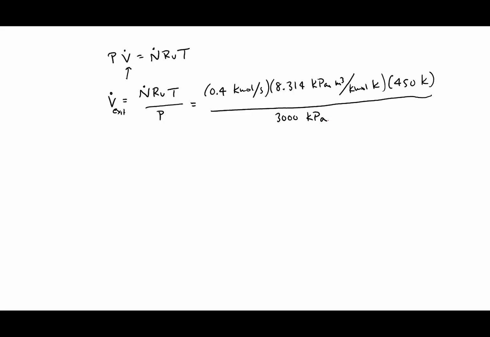Now let's go ahead and cancel some units. The kilopascals cancel, the kilomoles cancel, and the Kelvin cancel. So we're left with meters cubed per second, and this works out to 0.499 meters cubed per second.